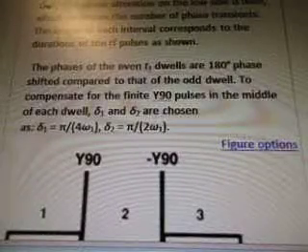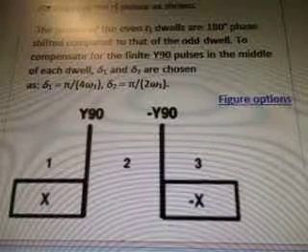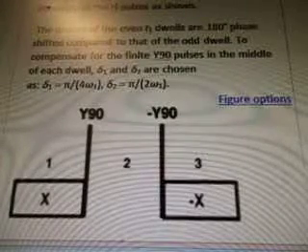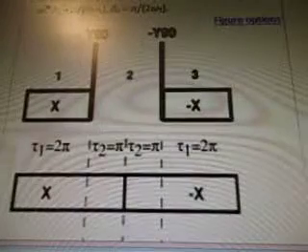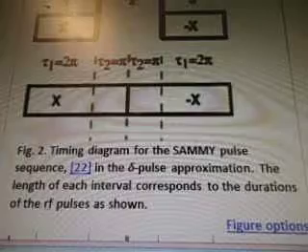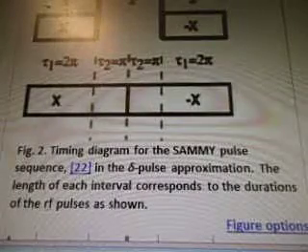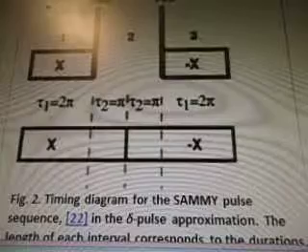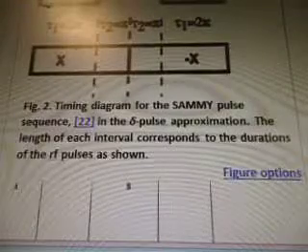So the phases of even T1 dwells are 180 degrees phase shifted compared to that of the odd dwell, to compensate for the finite Y90 pulses in the middle of each dwell. And then there's those funny little symbols with numbers, and there is a formula there with pi in it, and pi comes up before, and Y and X axis has come up before as well. So this is showing a different timing diagram for the SAMMY pulse sequence 22 in the squiggly line pulse approximation. The length of each interval corresponds to the durations of the RF pulses as shown.